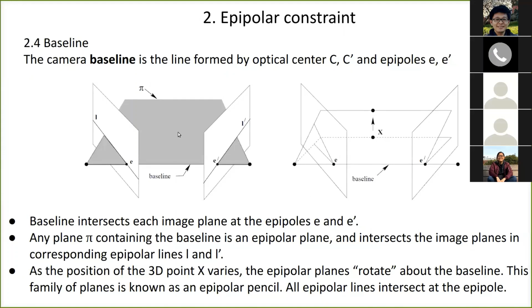A final definition in epipolar geometry is called the baseline. The baseline is the line formed by the two optical centers, C1 and C2. If we connect these two points, C1 and C2, we get the intersection with the two image planes at E and E prime, which are the epipoles, right?